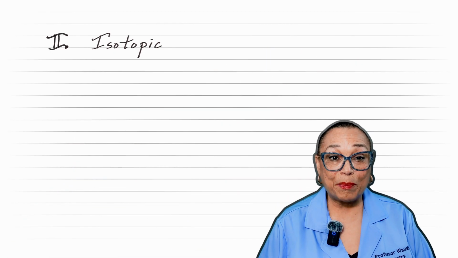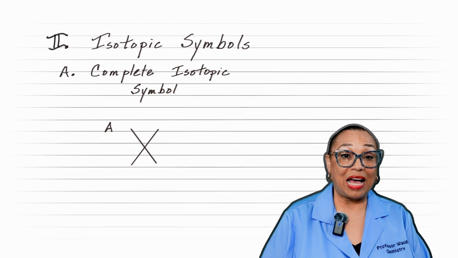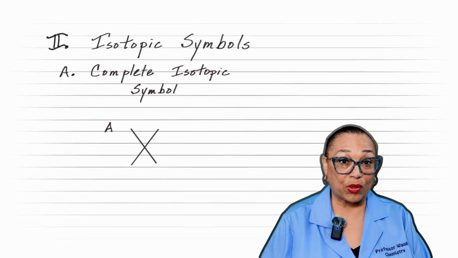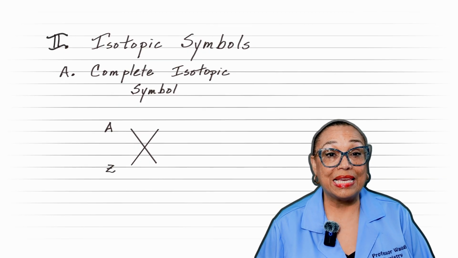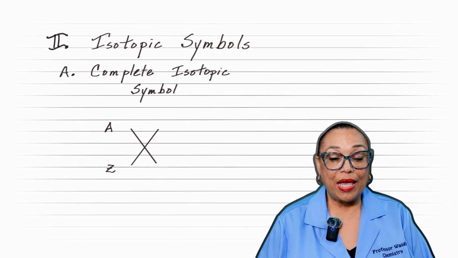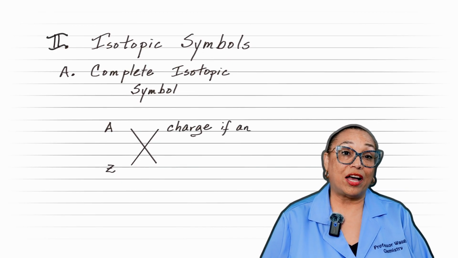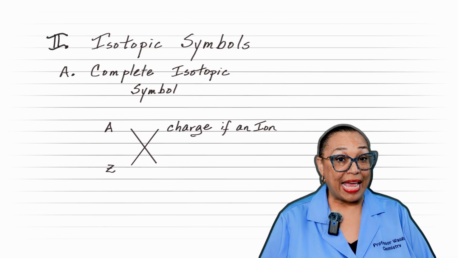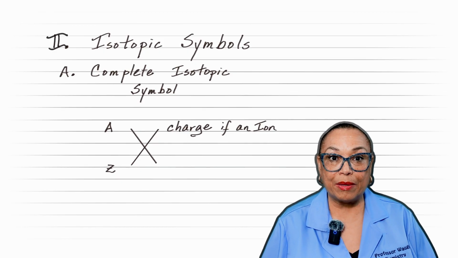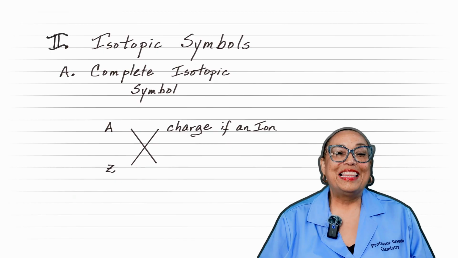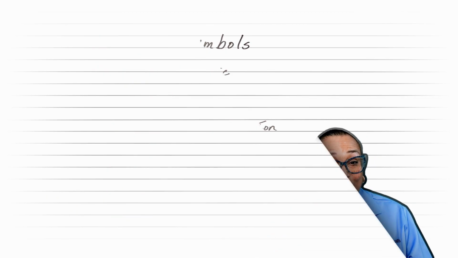Let's talk about isotopic symbols. A complete isotopic symbol will have A at the top, which is your mass number. Down below on the same side, the left side, you'll see Z, which is your atomic number. On the right side in the upper region, you will put the charge of that ion, if it is an ion, or if it's an atom, just leave it blank. The X represents the symbol from the periodic table of that particular element. This is an example of one of the most abundant isotopes for carbon, carbon-12.